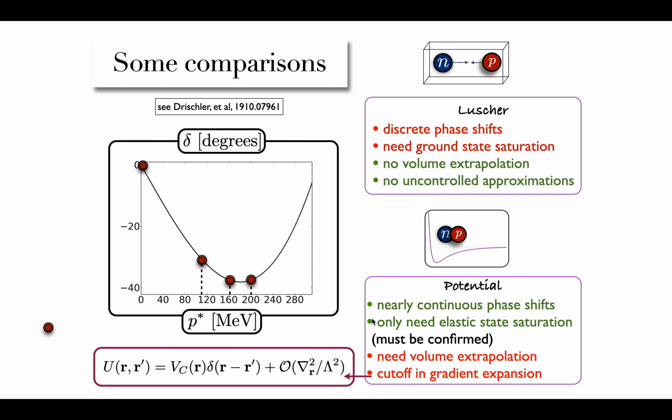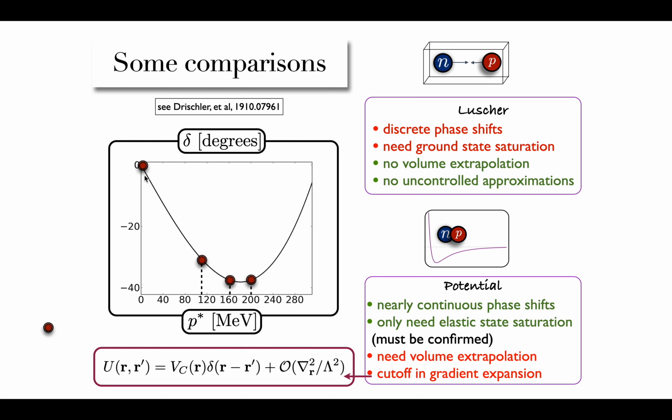Another benefit is that we get nearly continuous phase shifts. So with Luscher, we put our system in a box, we get a set of discrete energy levels, and those correspond to a set of discrete points along the phase shift plot. With the potential method, though, we have the wave function as a function of all possible positions on the lattice. And each of those positions corresponds to a different momentum on this phase shift plot. And so these are nearly continuous. The distance between points is set only by the lattice spacing.